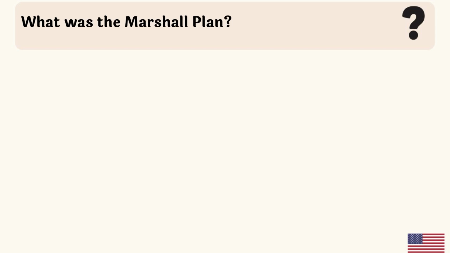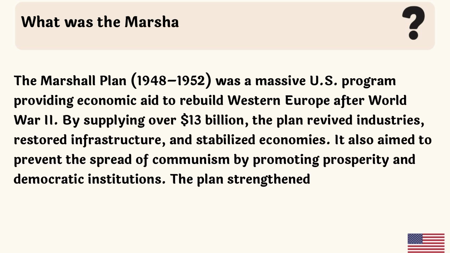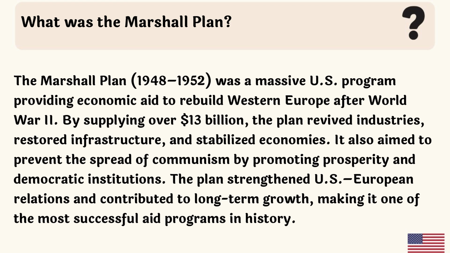What was the Marshall Plan? The Marshall Plan, 1948 to 1952, was a massive US program providing economic aid to rebuild Western Europe after World War II. By supplying over $13 billion, the plan revived industries, restored infrastructure, and stabilized economies.